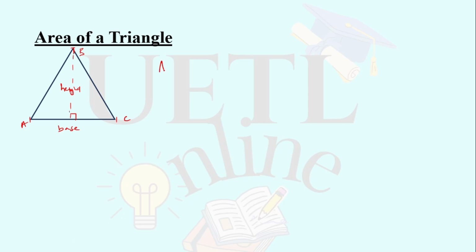Now let's talk about how we find the area of this. We have the base and the height. So to find the area, we're going to say half base times height. This is what you call the area of a triangle. You can just say it's half b times height. So this is the area of a triangle.